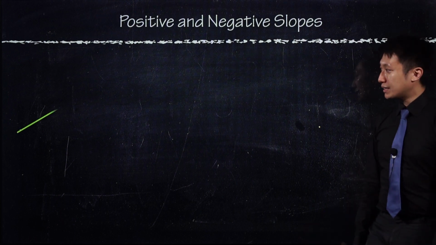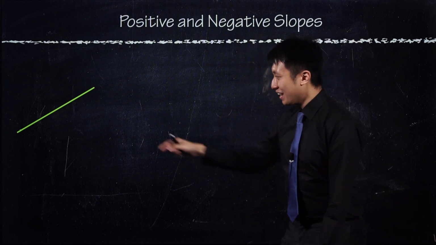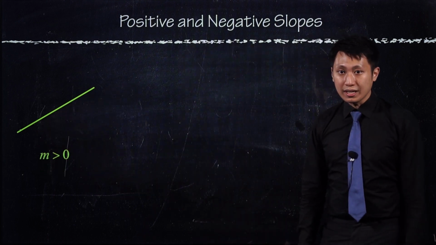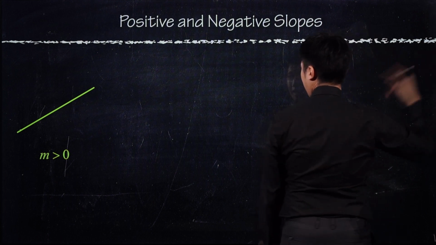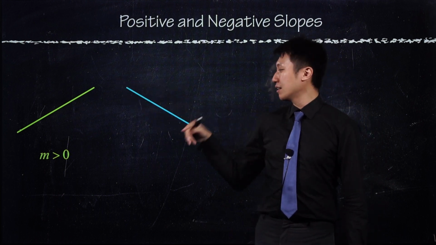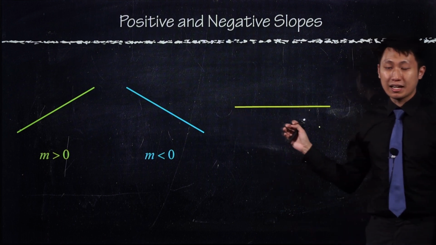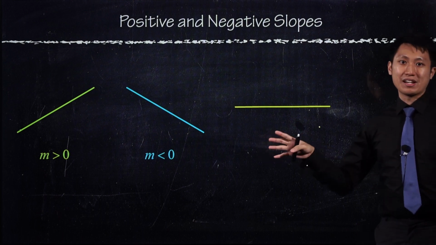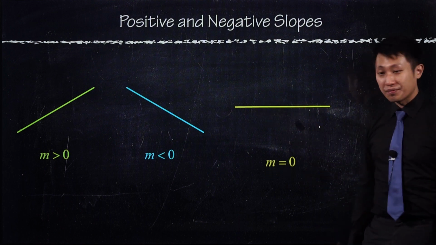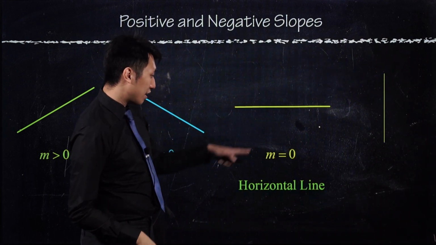Let's move on. Positive and negative slopes. Let's say I draw this kind of line, slanted this way. This direction is a positive slope. Just remember, if it's tilted this way, then it's a positive slope. If it's tilted the other way, then it's a negative slope. What if it's a horizontal line? What is the slope? No slope, right? No slope means m equals 0.